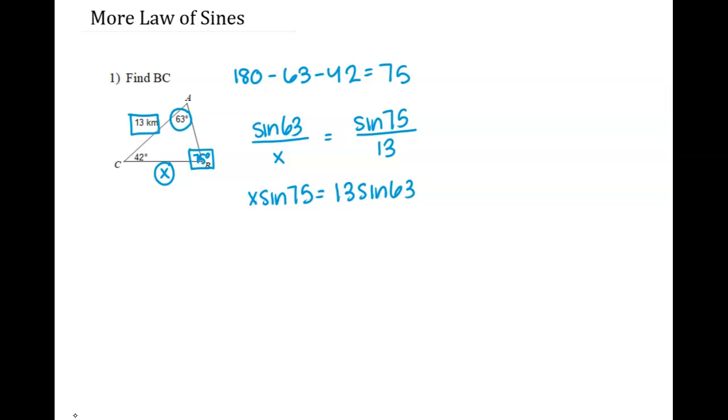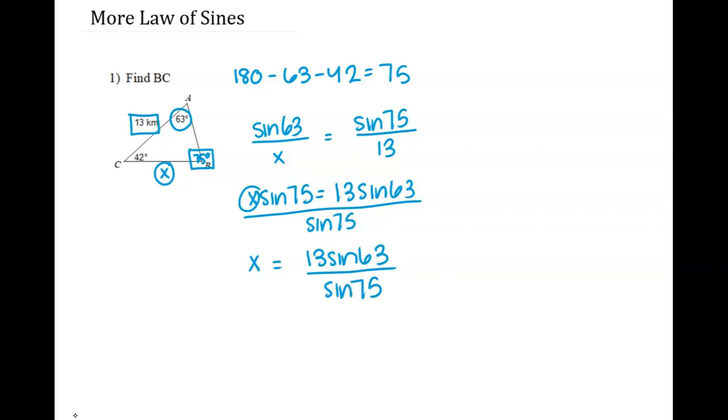Our goal, as is typical of these types of problems, is to solve for x. So if we divide by sine of 75 on both sides, we'll get x by itself. So x equals 13 sine of 63 over sine of 75. Depending on your calculator, you might want to put parentheses around this.